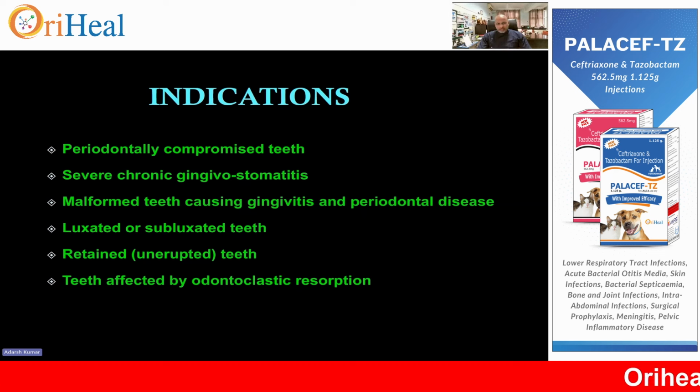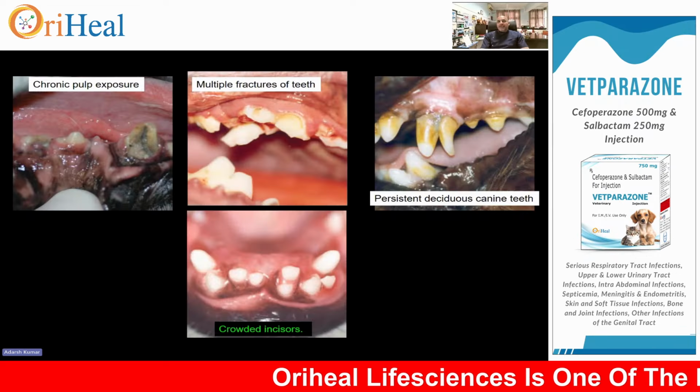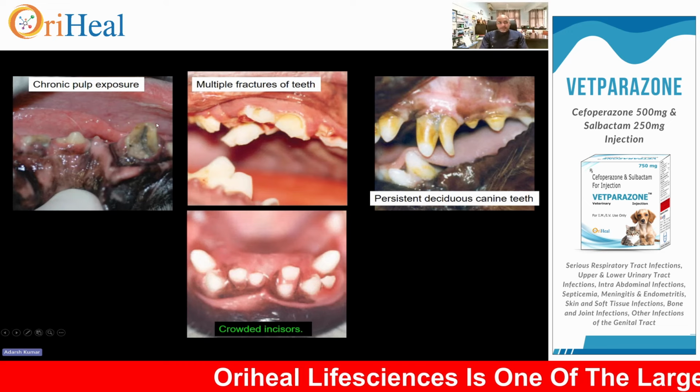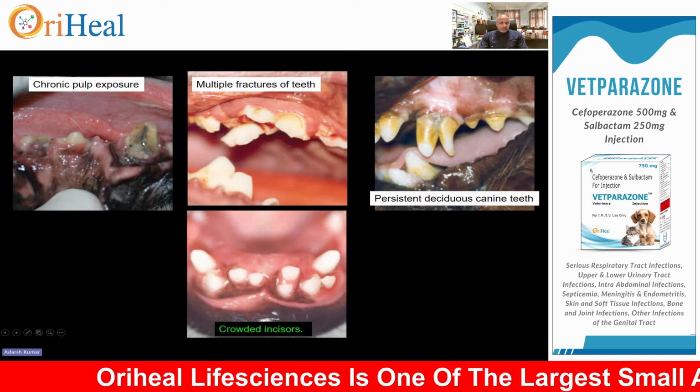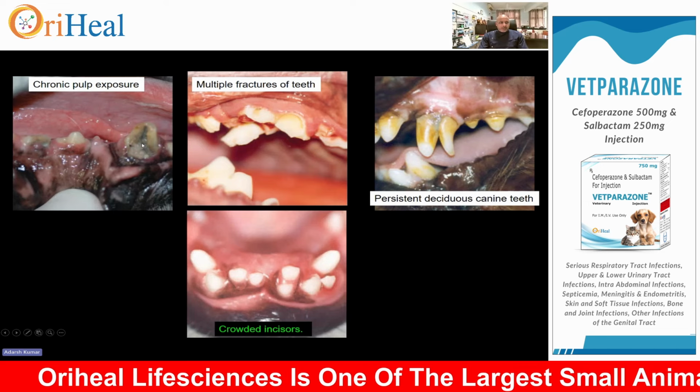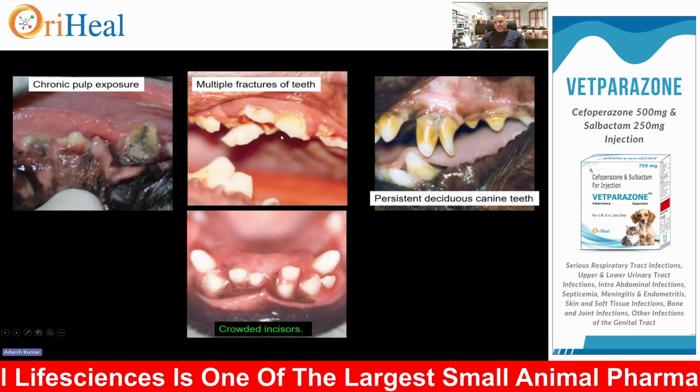retained, unerupted teeth, mostly the deciduous teeth, then teeth affected by odontoclastic resorption in cats, especially when we talk of FORL. Just look at this example, teeth. Almost everything of the tooth has gone and the pulp has been exposed and it is infected.